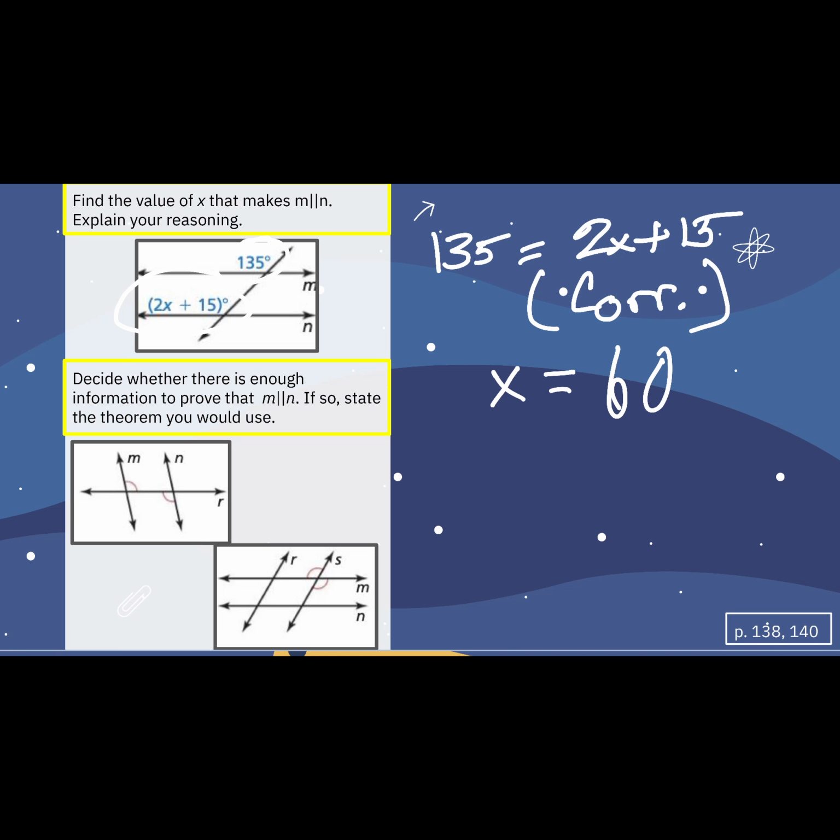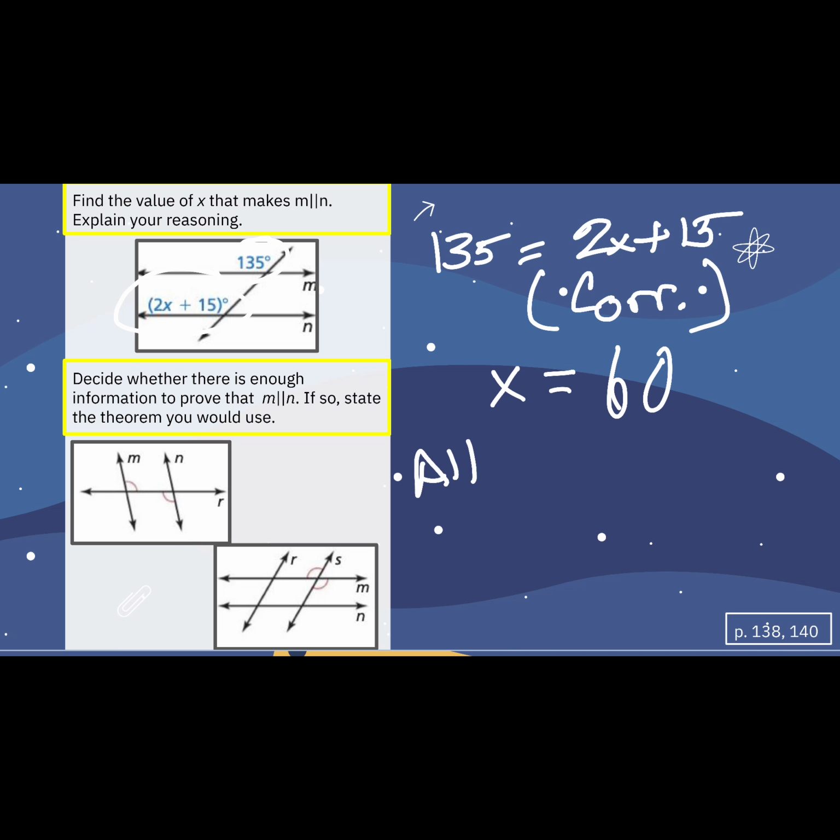Second set of questions. Decide whether there's enough information to prove that M is parallel to N. If so, state the theorem you would use. So in this first one, do those two angles have a relationship? Two little red. They're alternate interiors. So is that enough to say that the lines are parallel?